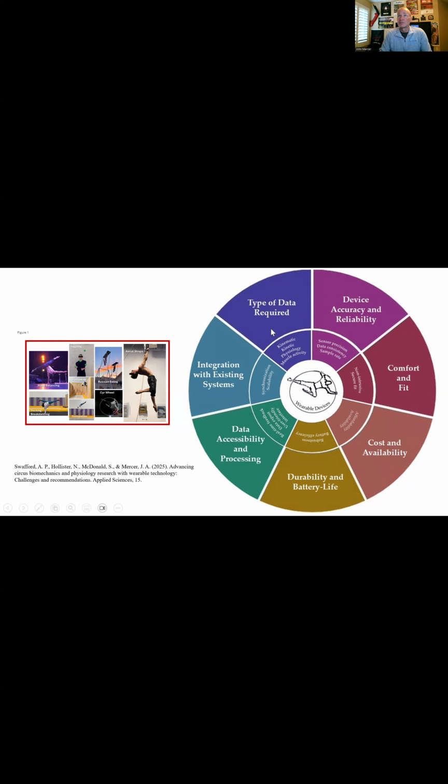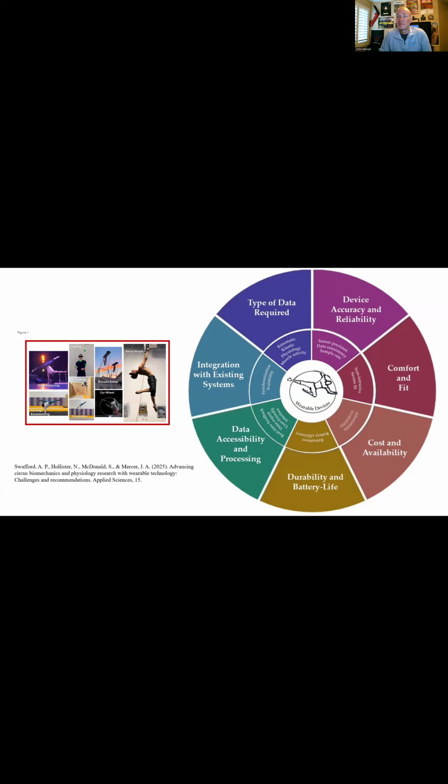We needed to understand what type of data were required that we're trying to get, the device accuracy and reliability, that's critical. There's a lot of instruments out there that have not been tested. The validity of them, the reliability of them have not really been established. Comfort and fit is very important, especially in doing the circus maneuvers. Often, if we are measuring during a show, we need to be careful of how the instrument works with the costume. Cost and availability, budgets are always something to keep in mind, and whether or not instruments are available.